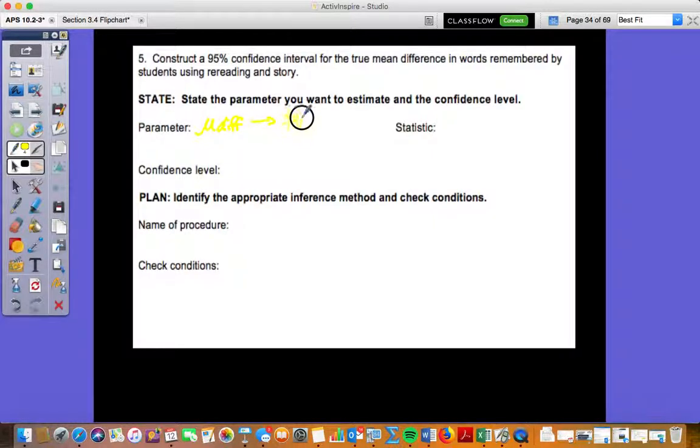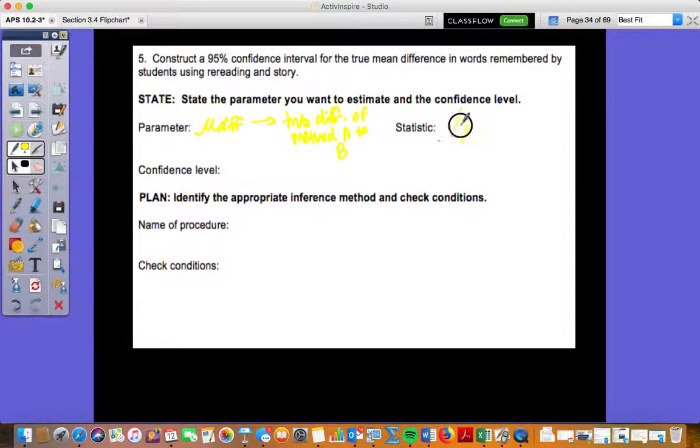The true mu, the mean of the true difference. Yeah, so the true difference between methods A and B. Would you agree with that? Okay, so the true difference of method A to B. I like it. And you could talk about words remembered or anything along those lines, but that'd be good.